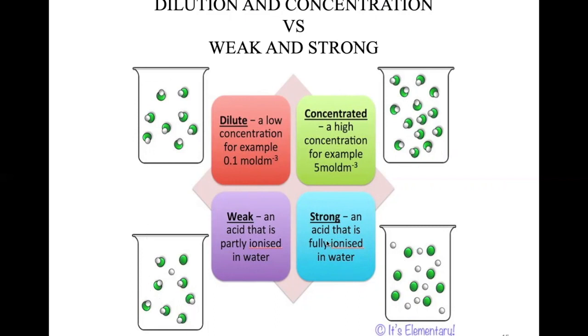And here you can see a strong acid, full ionization. There is not a single one without ionization. They separate out to form positive and negative ions. So weak acid ionization is incomplete. Strong acid ionization is complete.